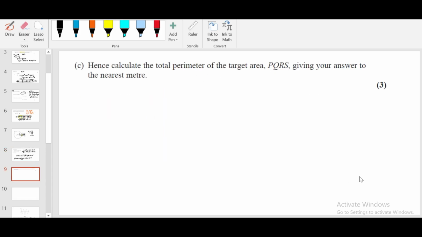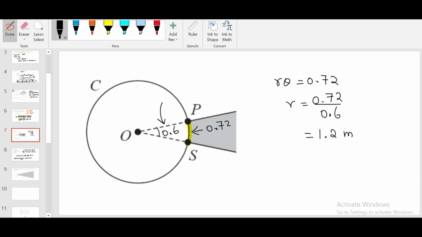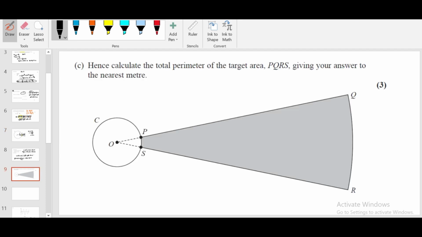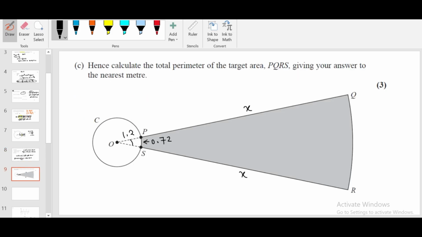Now part C, hence calculate the perimeter of the target area PQRS. To find the perimeter, we need to know this PS, the arc length, which is given in part A. It was given as 0.72. This little arc length is 0.72. And then we need to find X. We know this angle from the previous part. In part A it's given 1.2. So if you know the angle and the total X also, we can find this arc length also, so we can find the perimeter.